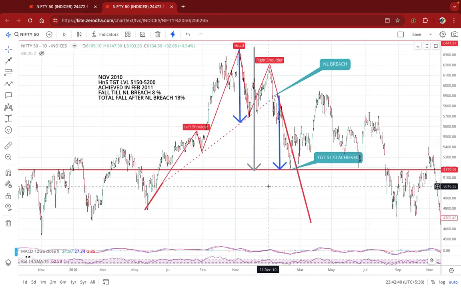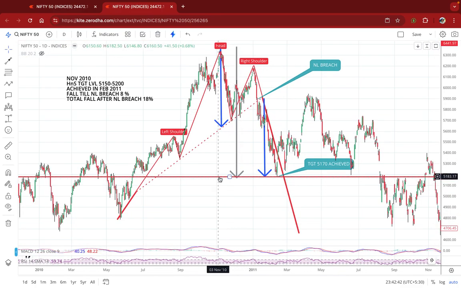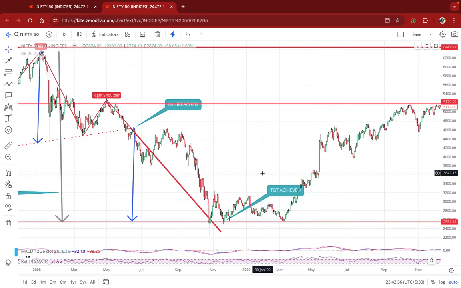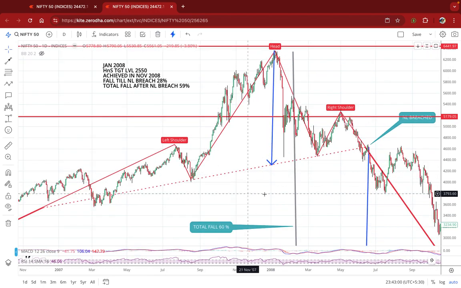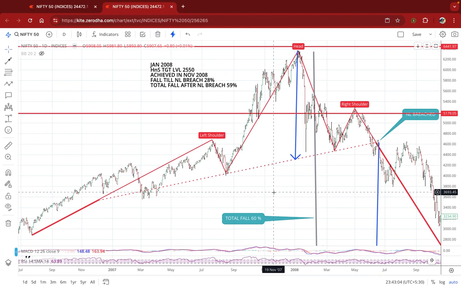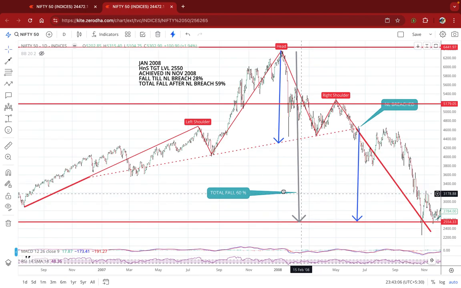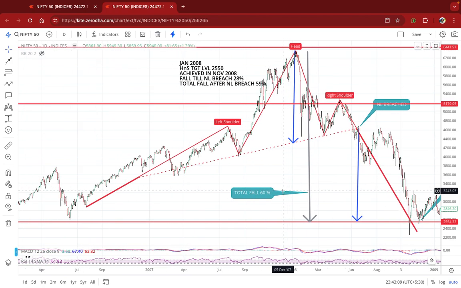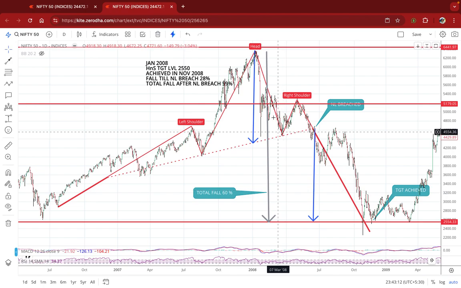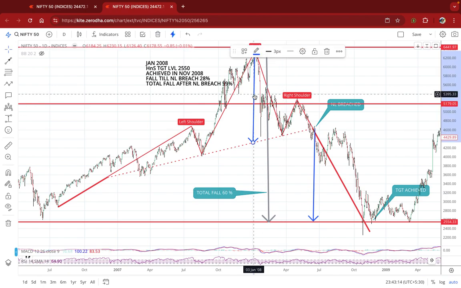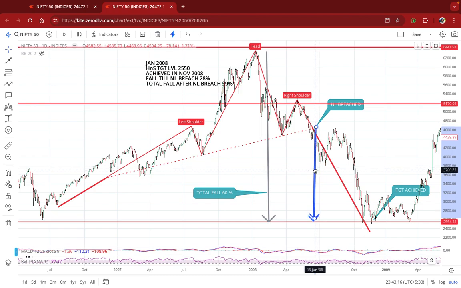Again, a very good example. If you see in November 2010, Nifty went up, down, head, right shoulder, down, and what you get here is a precise target which is achieved. So if you see, even in 2008, the big fall which happened was precisely indicated. The target was indicated in the level with the help of head and shoulder. If you see here, this particular target has been cloned to be put here.